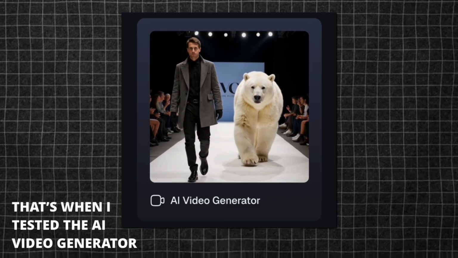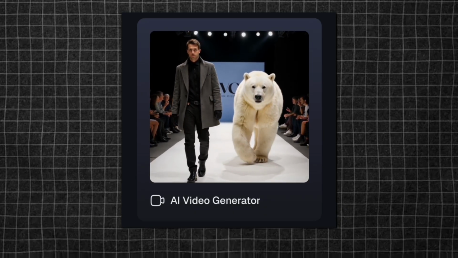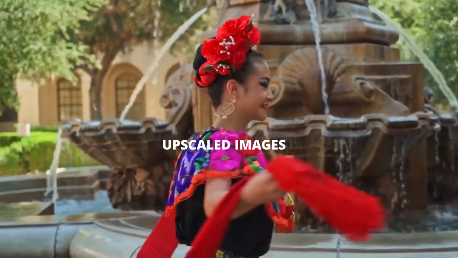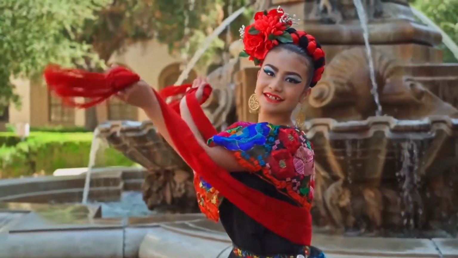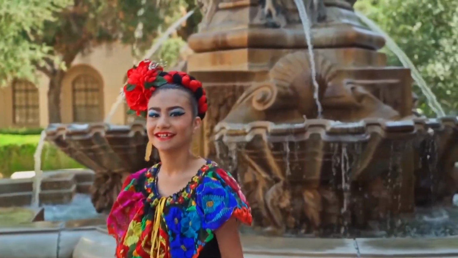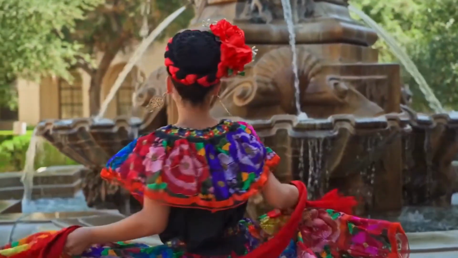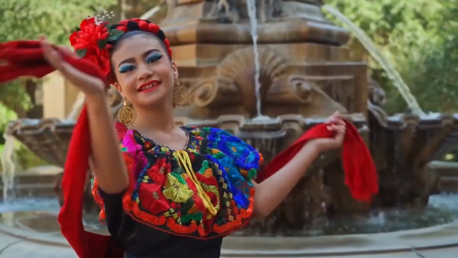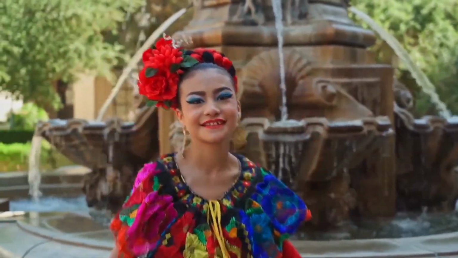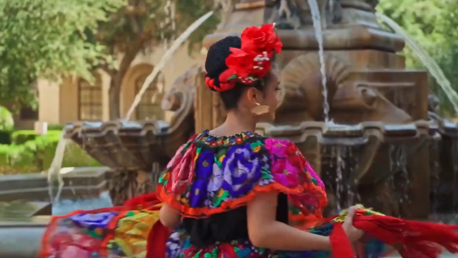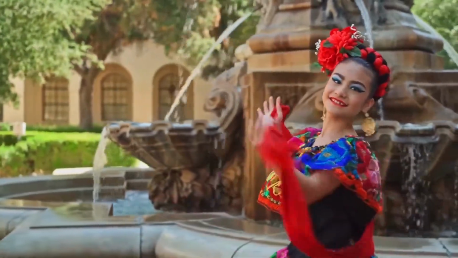But I wanted to go a step further. I wanted motion. That's when I tested the AI video generator. Game changer. I took one of my upscaled images. Oh yeah, forgot to mention, you can upscale any image to make it super high res. I tried 3 versions, low, medium, and high strength. Medium was the sweet spot. Low barely changed anything, and high made it look like a Marvel movie poster.